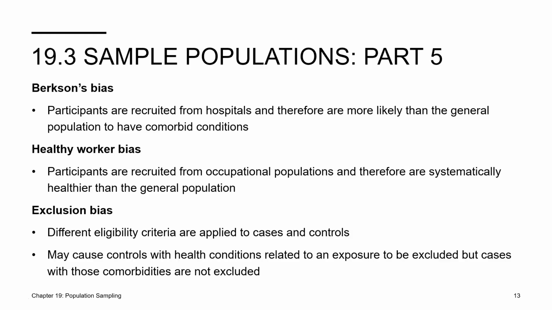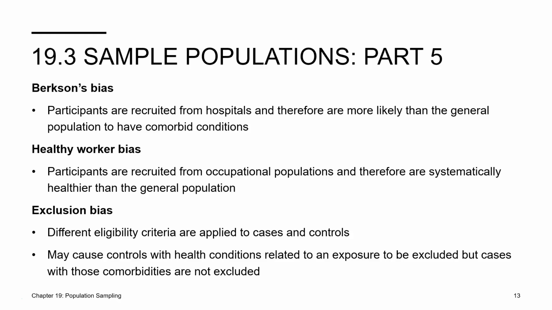So a couple of biases to consider with your samples. First is Berkson's bias. This is when participants are recruited from hospitals and therefore they're more likely than the general population to have comorbid conditions. So if your sample includes all participants who are hospitalized, then the results are going to be different than if you had people who were not hospitalized. Now, healthy worker bias is the opposite of that. So participants who are recruited from occupational populations are healthy enough to go to work. So they may be systematically different than the general population who is not healthy enough to go to work.